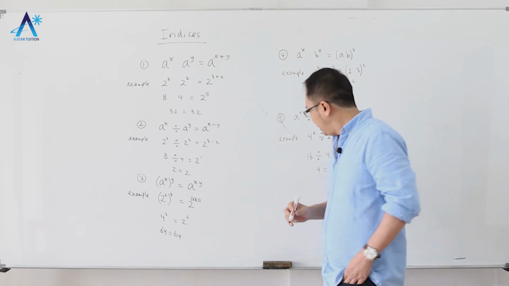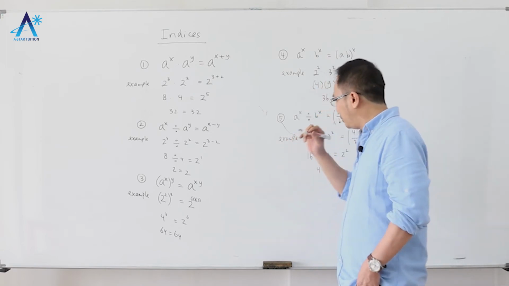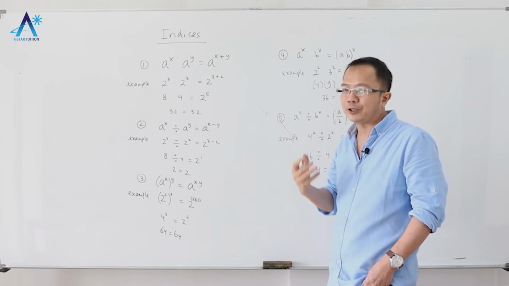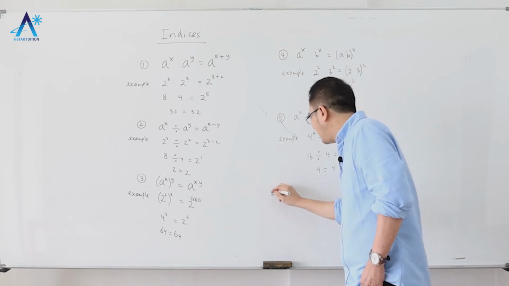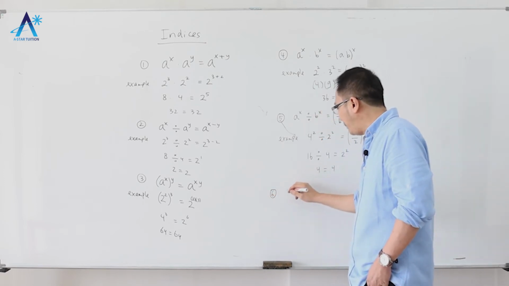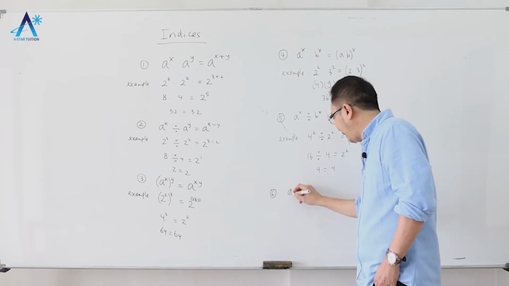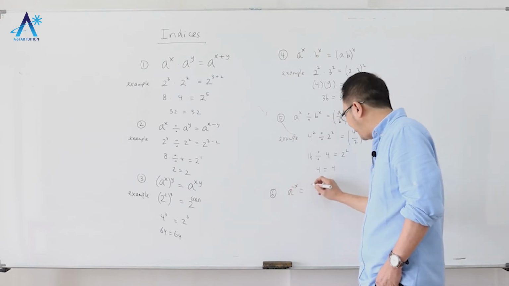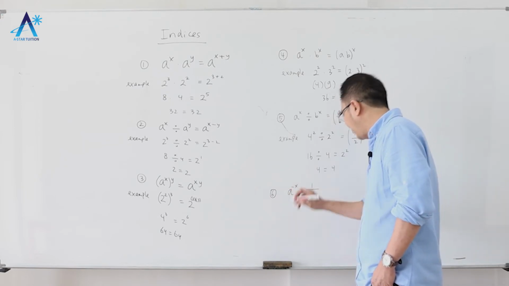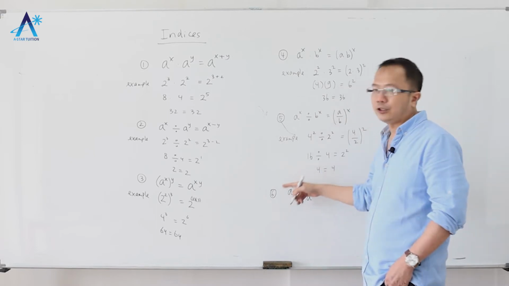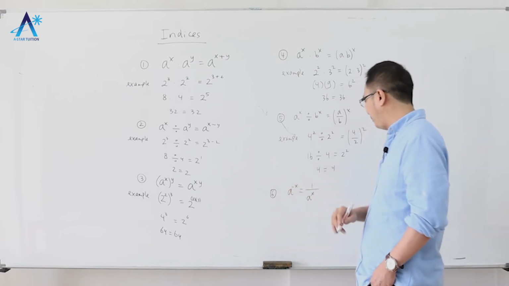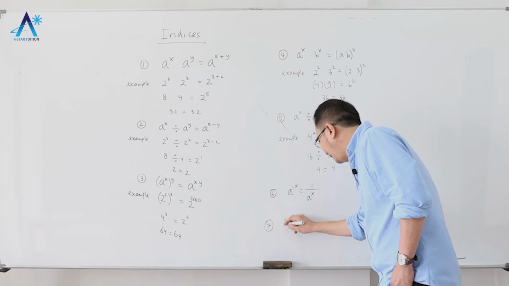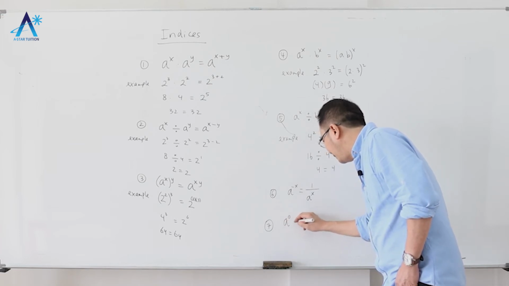Now, the last two rules here won't have an example, so students are just required to take them for granted. Number 6, this is the rule about negative power. a to the power of negative x is equal to the reciprocal of a to the power of x. This is the technique to switch from negative power into positive power. And the last one, any number to the power of 0 is equal to 1.